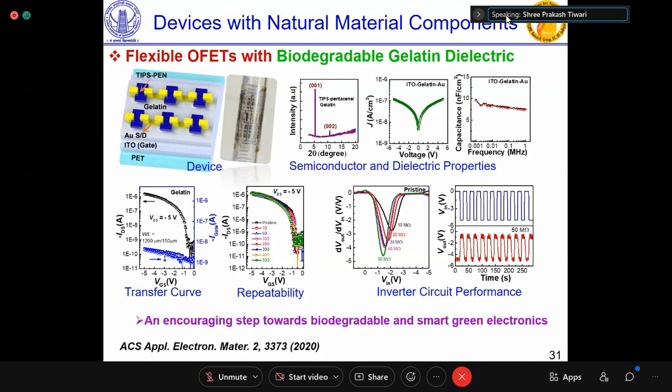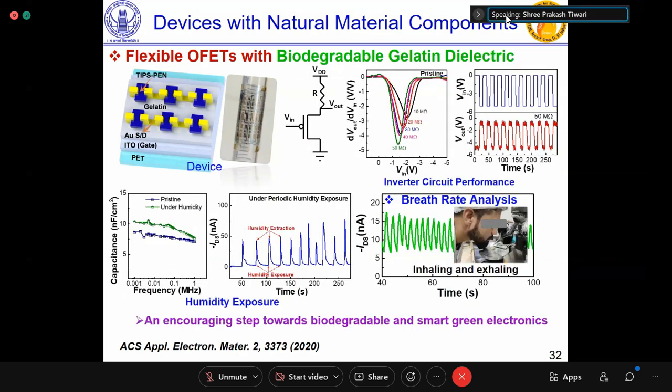But one unique property which we wanted to explore was humidity sensing. And here what we did was simply take this device and use it as a real-time breath analyzer. So what we did was start inhaling and exhaling on this device, and then what we could see is that the current levels were changing. So it was showing these changes in real time when you are breathing, and it acted as a real-time breath analyzer.